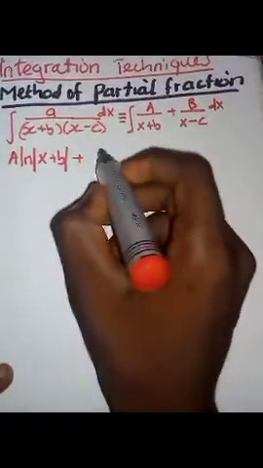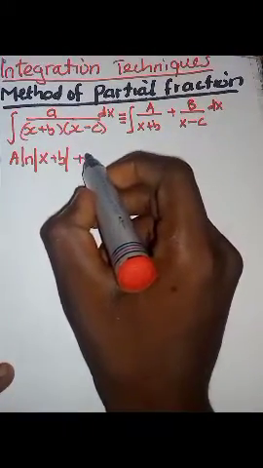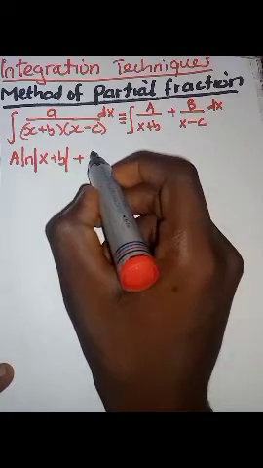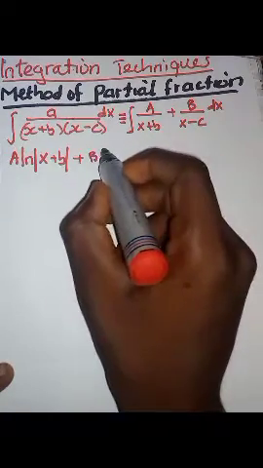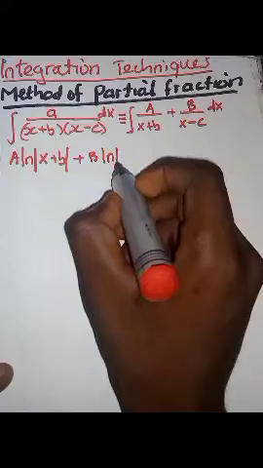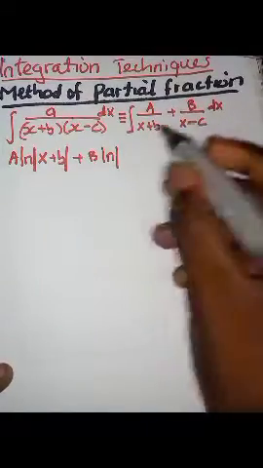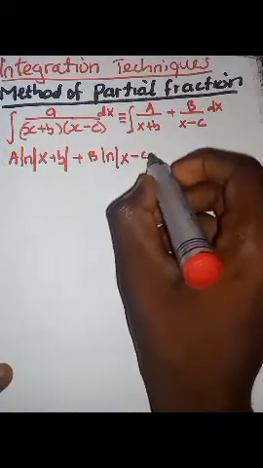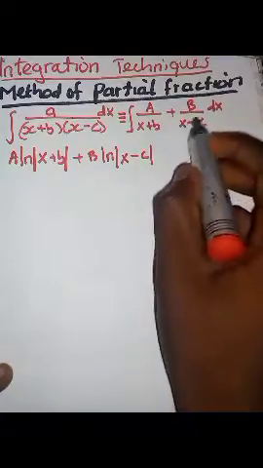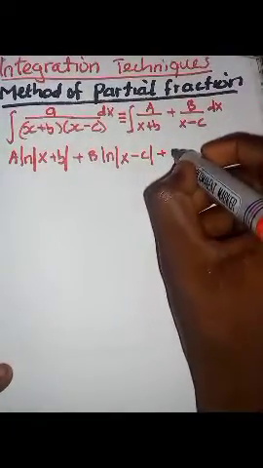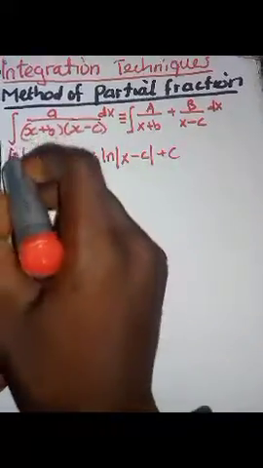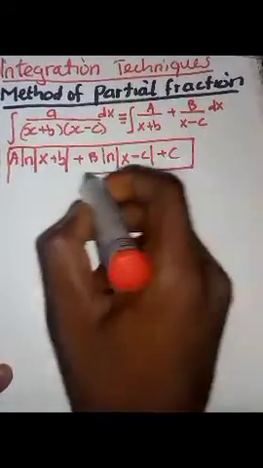Then plus B, which is a constant, so I'm just going to have the B here, times the natural log of the absolute value of x minus c. Then the derivative of x minus c is simply 1, so it leaves it unchanged. Then I just end up with my plus C here. Good. So this is the integral of this expression.